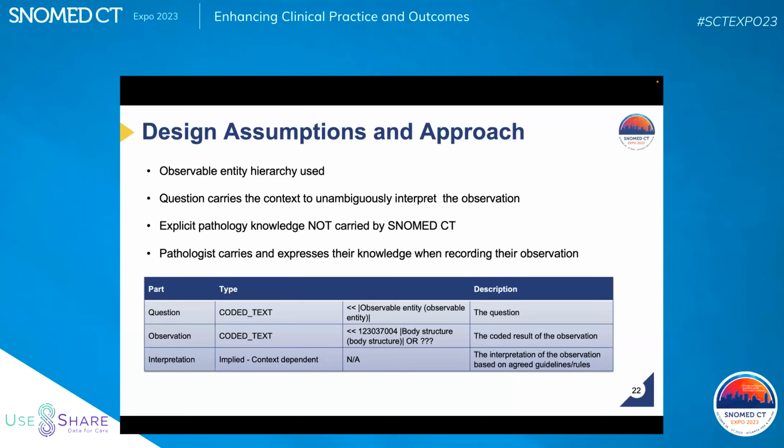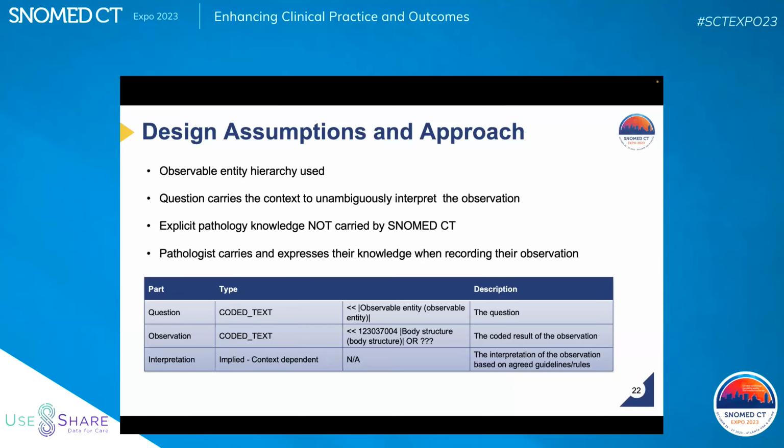Okay. So, a couple things. Assumptions. You need to know when you look at the content, because it's all new, a few assumptions that we made. One, observable hierarchy is the area where most of this content, the new content, resides, because the question carries the context to unambiguously represent the answer. Two, explicit pathology knowledge is not carried within SNOMED. So what do I mean by that?